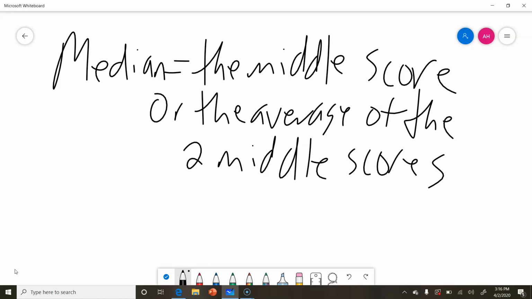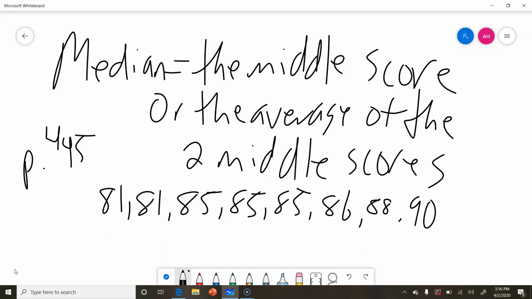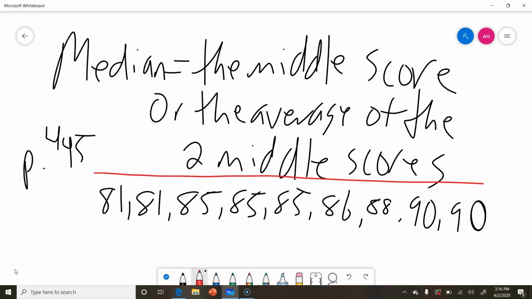Using those same set of numbers, what we have to do first to find it is reorder them. If you look with me on page 445, I'm not going to write it all out, I'm going to trust that you're looking at it. We're going to write these in order. We have 81 first, but we have two of them, so 81, 81, then three 85s, 85, 85, 85, then 86, 88, and two 90s. The first step here was to rewrite this in order, so that's what I did.